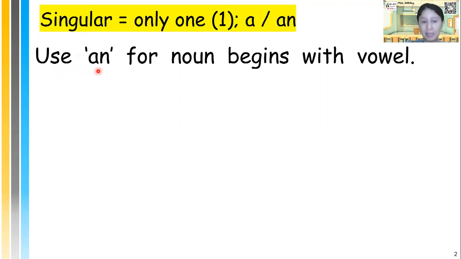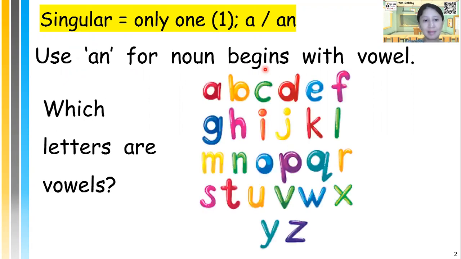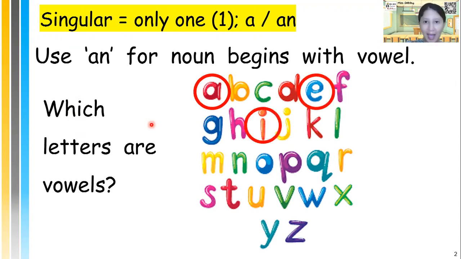Use an for a noun that begins with a vowel. Now, which letters are vowels? A, that's right. E, I, O, U. They are vowels. So we are going to use an.